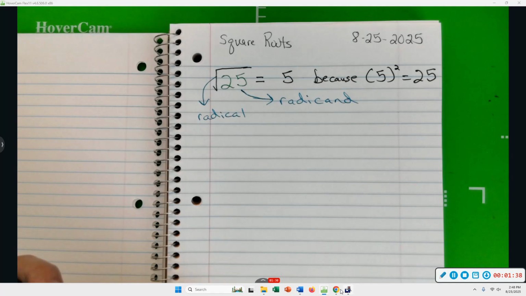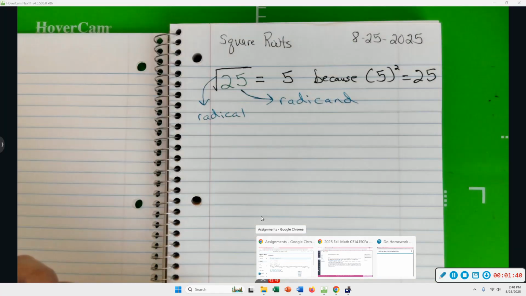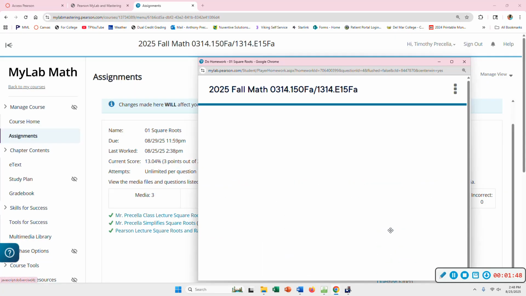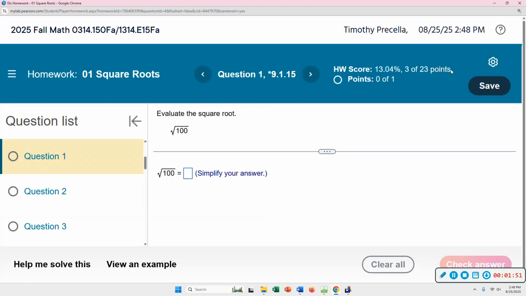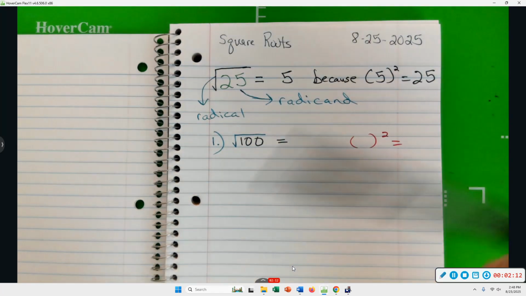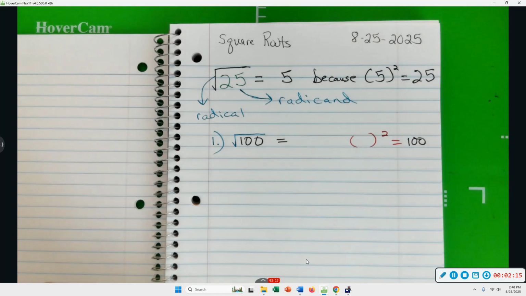For example, number 1 in our assignment. Let me write this problem down. Okay, square root of 100. What number? Here's what you're asking yourself: what number can I square to give myself 100? What do y'all think?